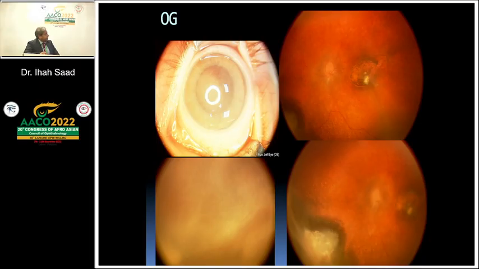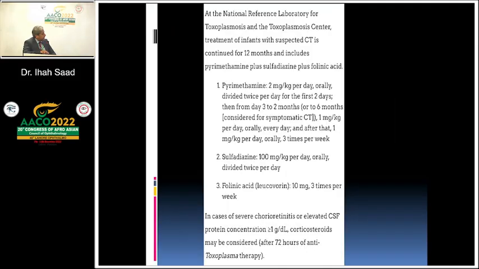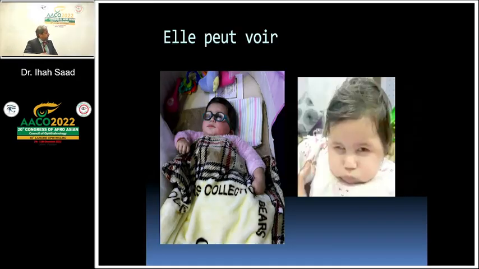This is how the right eye looked initially. And after successfully resolving the detachment, you can appreciate the toxoscar and the flat posterior pole, and also for the left eye. The patient was put on an anti-toxoplasma regimen for over a year.